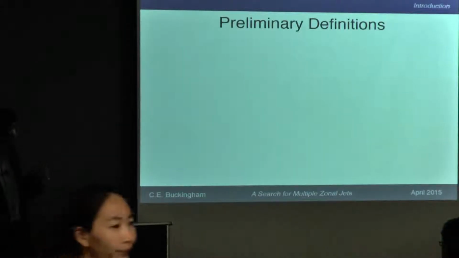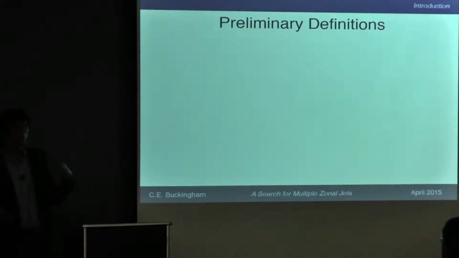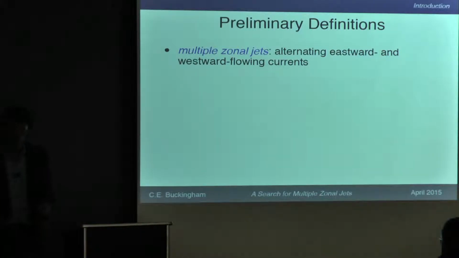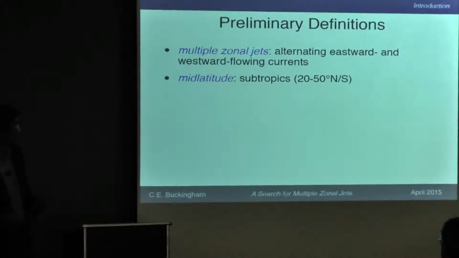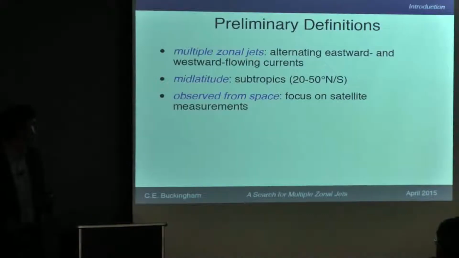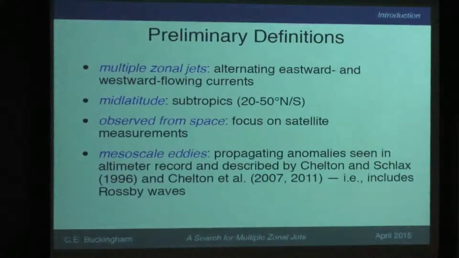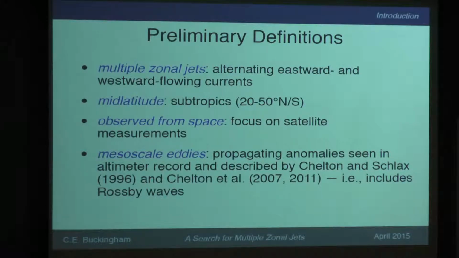Without further ado, I'm going to talk to you about these bands or jets that we observe from satellite data today. I want to give you a few definitions first. What do I mean by multiple zonal jets? I mean alternating eastward and westward currents. Mid-latitudes refers to the subtropics, about 20 to 50 degrees north and south, observed from space, so the focus is on satellite measurements. Finally, there's a relationship between mesoscale eddies and these patterns, so I want to define outright what I mean by mesoscale eddies.